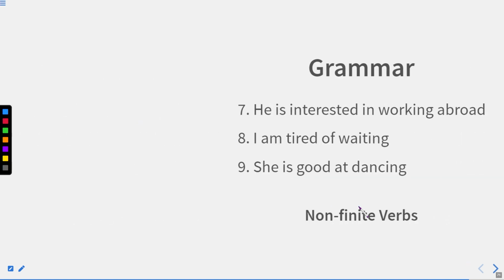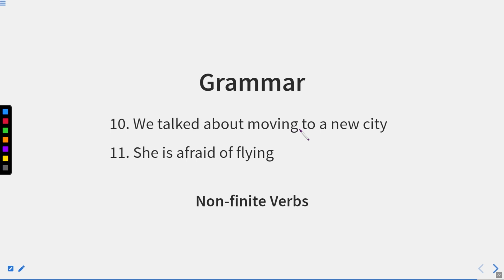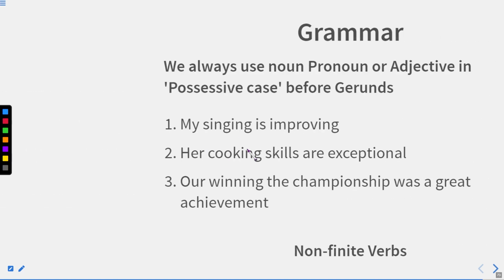Now let us move to the next one. He is interested in working abroad. I'm tired of waiting. She's good at dancing. So here in, of, at are prepositions, and working, waiting, dancing are gerunds. So these ing forms are known as gerunds. Now let us move to the next one. We talked about moving to a new city. So about is a preposition, moving is a gerund. She's afraid of flying. So of is a preposition, flying is a gerund.